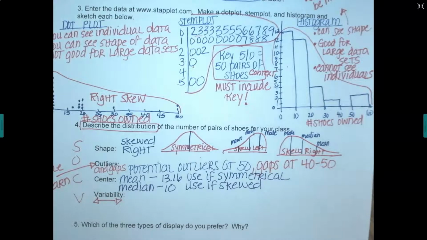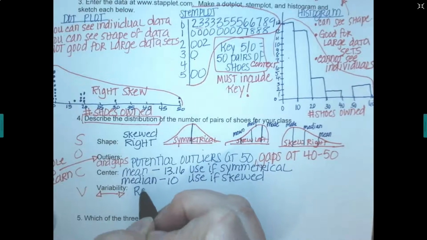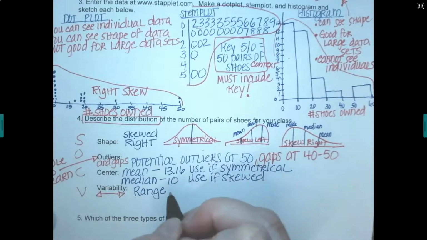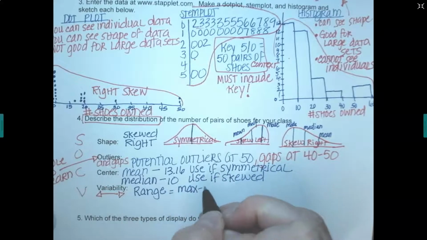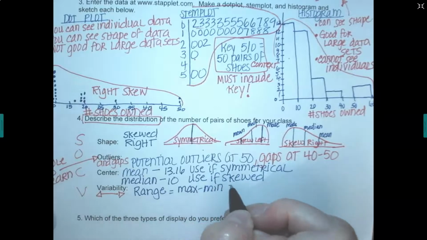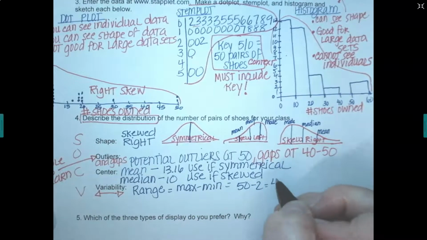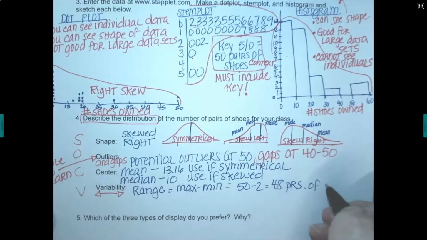Last one that we're going to talk about is variability. We're really talking about spreads. In this case, we can talk about range. We don't know a whole lot of other things right this minute. And so range is just your max minus your min, which in this case is 50 minus 2 or 48 pairs of shoes.